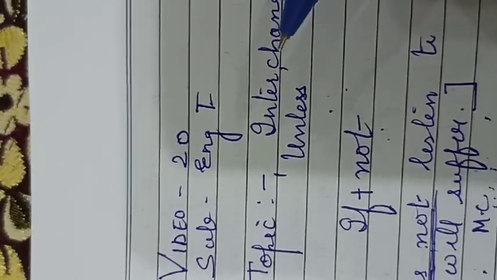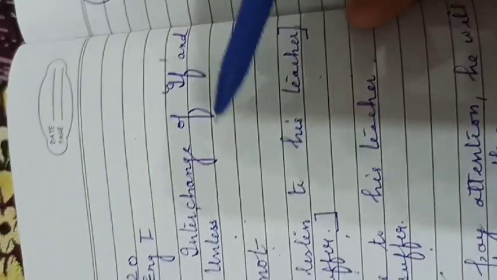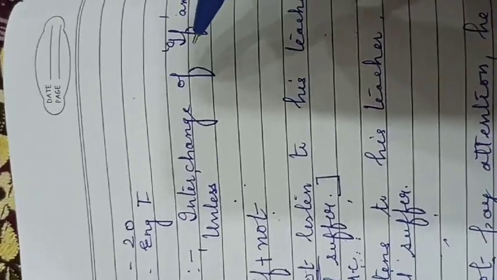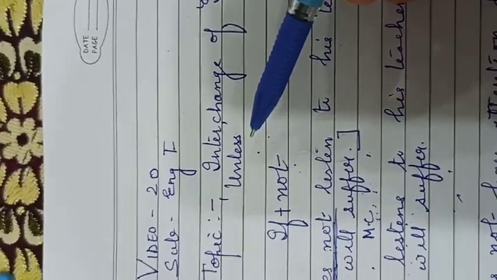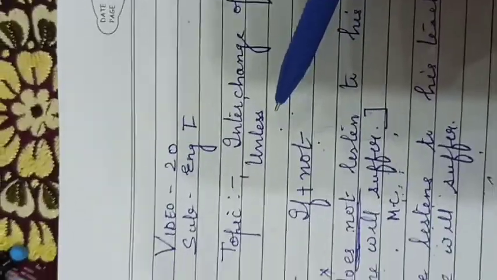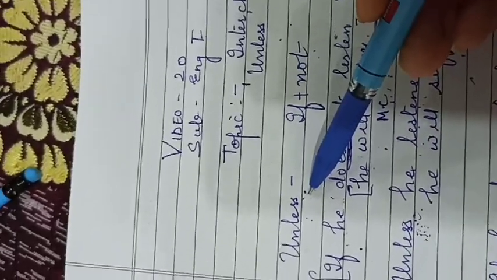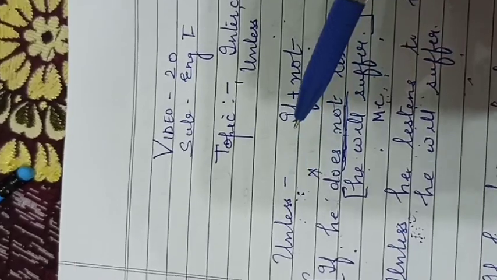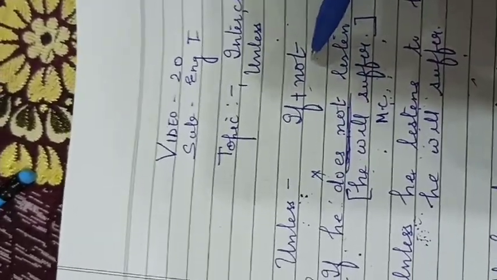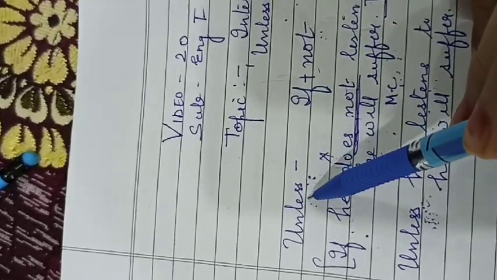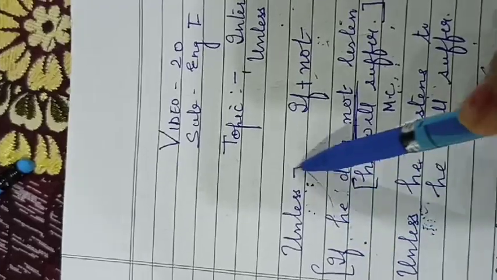Okay children, in this video number 20 I will discuss with you how to interchange if into unless. If and unless both are subordinating conjunctions and make a subordinating clause. Unless is always used in a negative sense, and it means if plus not. So when you use unless, you will not use not with it because it already has one not in it.